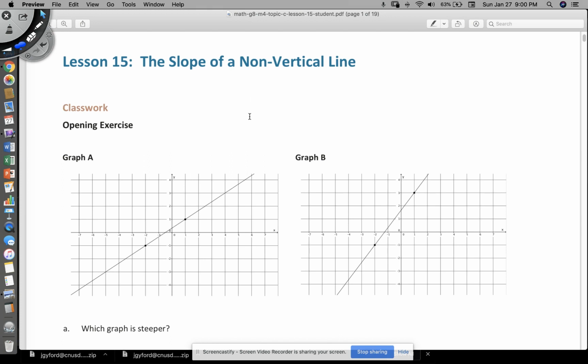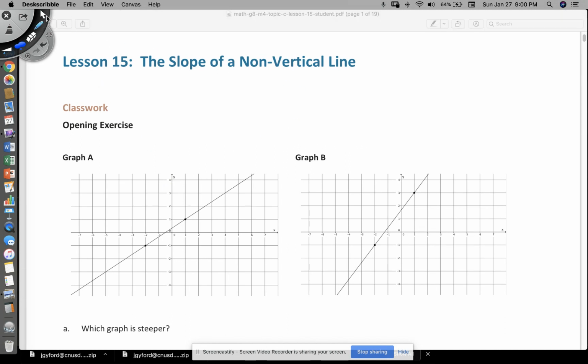All right, this is an 8th grade, Module 4, Lesson 15 tutorial on slope of a non-vertical line. Non-vertical just means it's slanted. Vertical means it's like straight up. So what we're going to do is find the rise and run from 2 points on a line, also known as the slope.